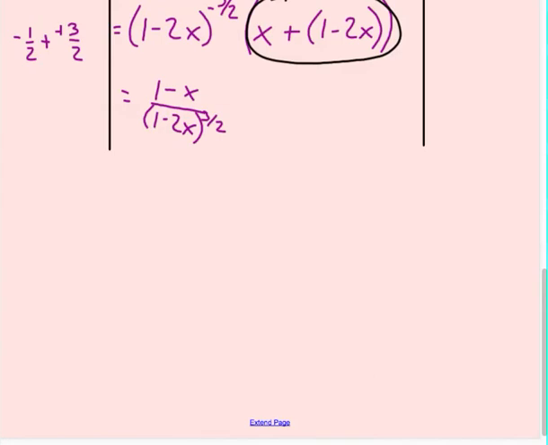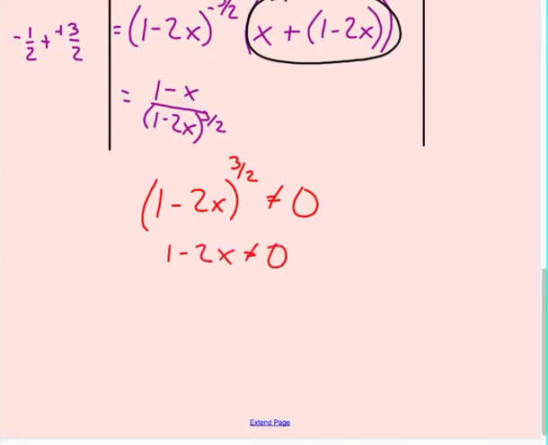All right, finally we're going to take a look at our domain restriction on this one. So we set 1 minus 2x to the 3 halves power not equal to 0, that's our domain restriction, or equal to 0 if it's easier for you to think about that instead of the not equal to. To cancel that 3 halves power, we're going to raise both sides to the 2/3 power. Well, nothing happens when you raise 0 to any power, so we simplify to 1 minus 2x cannot equal 0. Adding 2x to both sides, and dividing by 2, we get our domain restriction. Sorry, I put a 0 there. That should most definitely be an x. So there's our domain restriction.